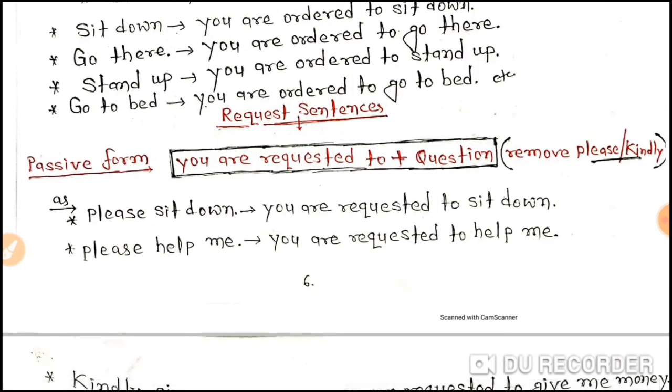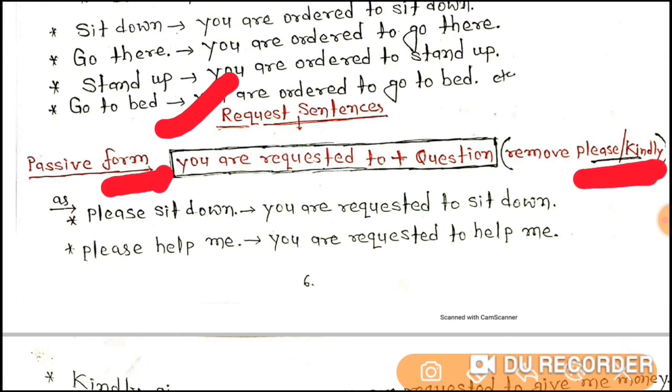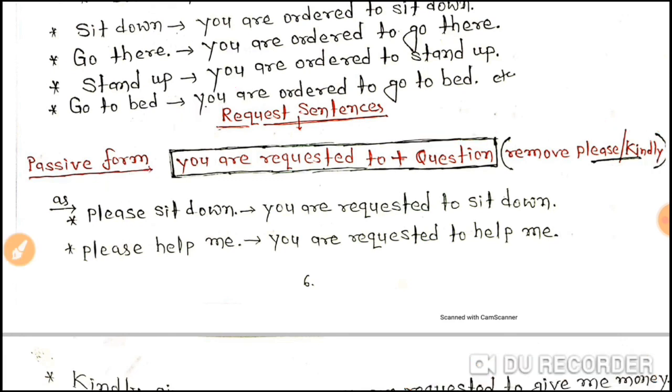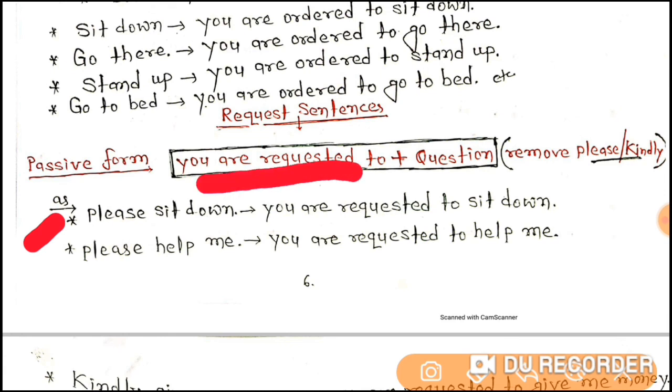Now let's understand request sentences as passive sentences. So request sentences always begin with please and kindly. The formula is what? You are requested to, and then the very same question you have to use, but remember from the question you have to remove please and kindly. Clear? Now let's understand it with the help of example. Please sit down. So here I have done you are requested to. You are requested to, and then the question is what? Sit down. And you have to remove please and kindly.